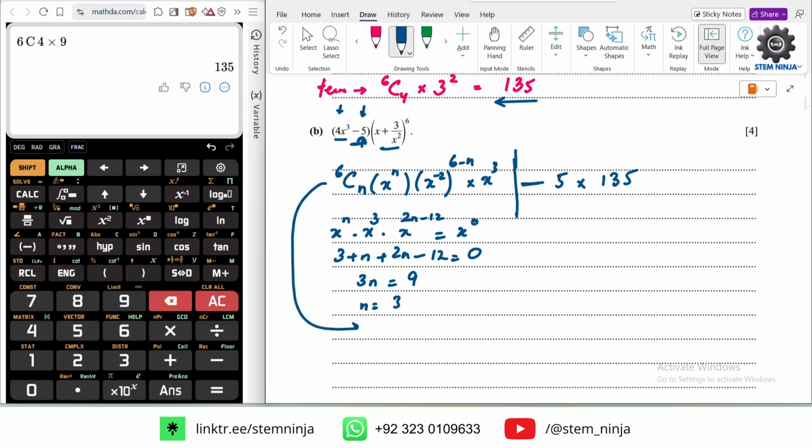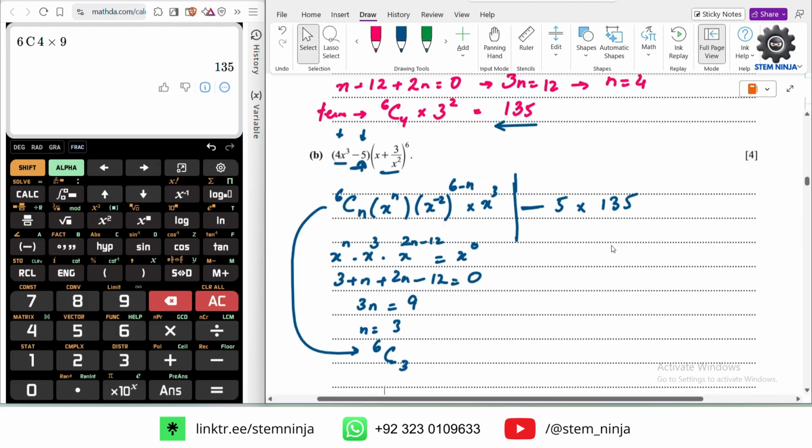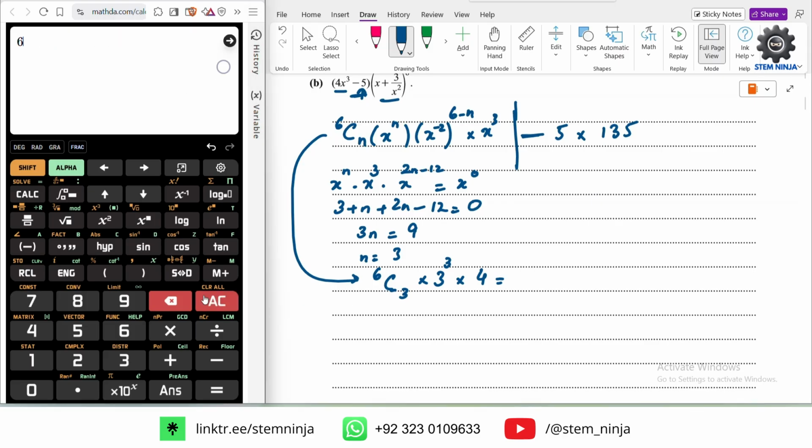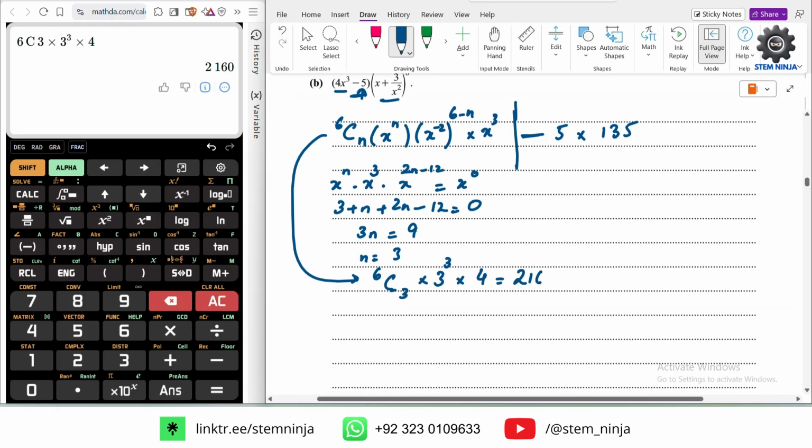So this becomes 6c3. Since it is just independent of x, we just need the power of 3. 6 minus n, that would be just 3 times 4, right? Because at the end of the day it's going to be independent. So 6c3 times 3 raised to the power 3 times 4, this is 2160.